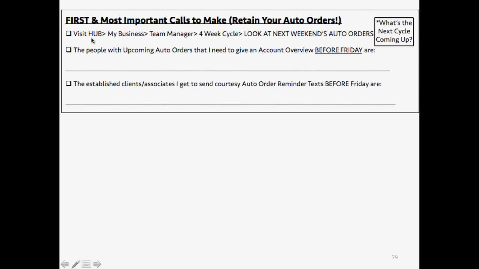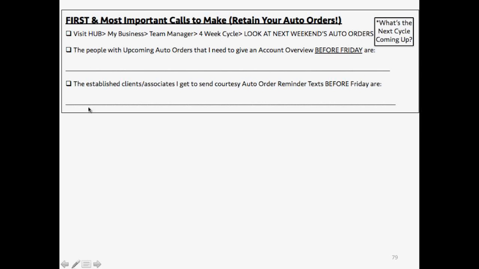So the way you do that is you visit the hub, you log in, click on My Business, then click on Team Manager, then 4-week cycle. Then you look at next weekend's auto orders, which is the next cycle coming up, the upcoming weekend. And then you can fill in here the people with upcoming auto orders that I need to give an account overview before Friday are this person and that person. Because if you can teach them how their account works before Friday, then your odds of keeping them as a client triples. So very important that you know whose auto orders are coming up and you've done that homework.